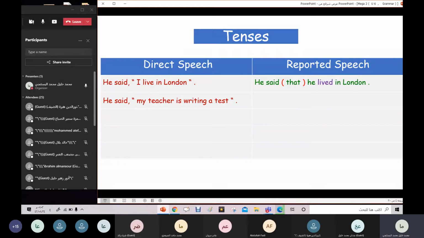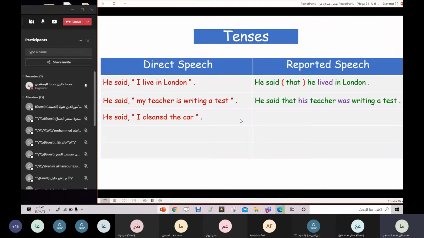We are talking about someone. He said, my teacher is writing a test. Now, if you want to report, we will say, he said that his teacher was writing a test. You realize that here we have simple what? Simple present, present progressive, change into simple past, past progressive.